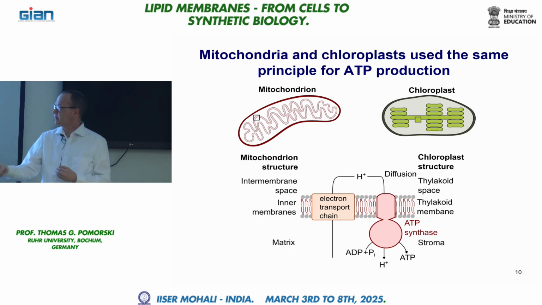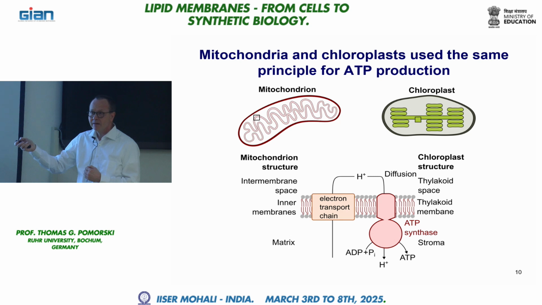So where does this membrane come from? The outer membrane, where does it come from? It's from the host cell. It's almost from the plasma membrane. This membrane is plasma membrane-like. And this inner membrane is the membrane of the original organism that was taken up.